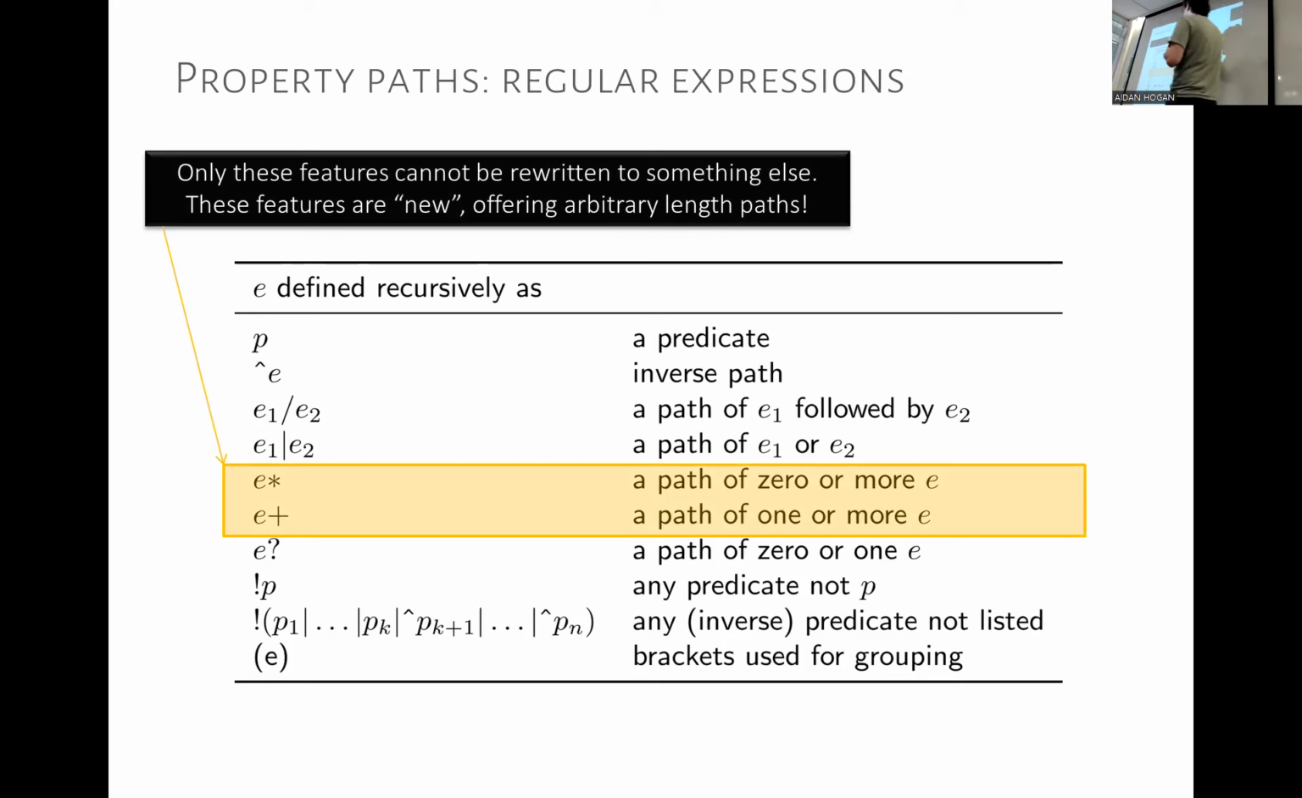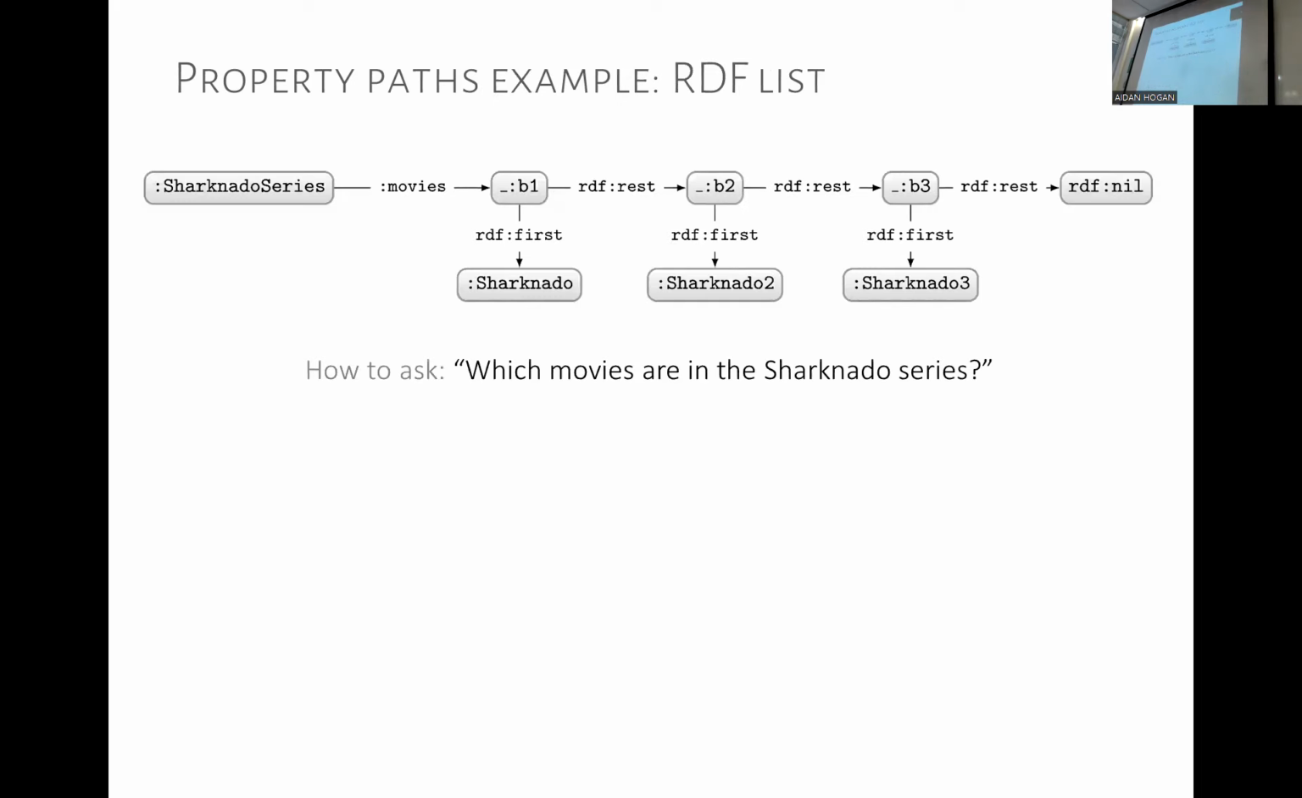What is new here is the asterisk and the plus. This is called Kleene star. I don't know if you've heard of Kleene star before. It's this operator that allows exactly this, that in a graph it allows you to look transitively across a certain path. And the Kleene plus, which is one or more. So these features give us something new, because now we can query for arbitrary length paths, which we could not do before.